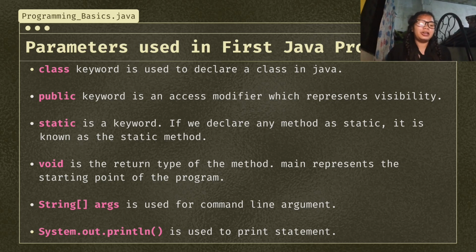Parameters typically refer to the variables defined in the parentheses of a method, such as the main method. These parameters allow data to be passed into the method when it is executed. Tulad na ng class keyword used to declare the class in Java. Public keyword is an access modifier which represents visibility, meaning pwedeng ma-access mula kahit saan.